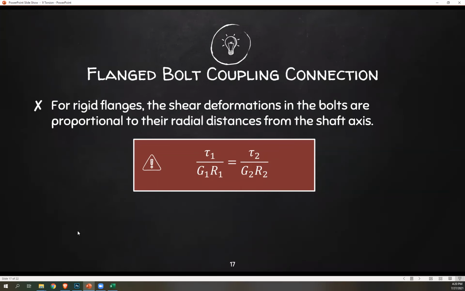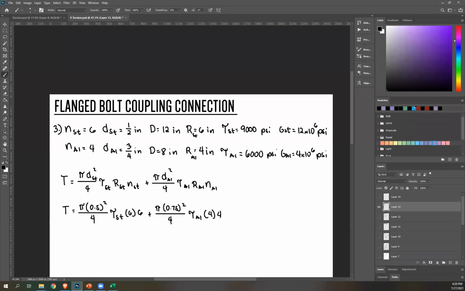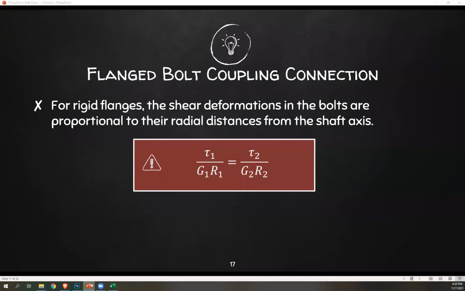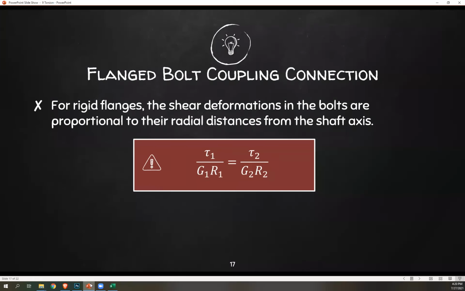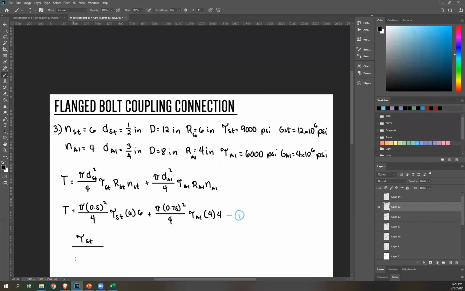Shear stress 1 over G1 R1 equals shear stress 2 over G2 R2. Okay? So now let's just call this equation 1 for the meantime. Equation 2 will come from this. So instead of 1, it's shear stress of steel over G1 R1. So G steel R steel equals shear stress of aluminum over G aluminum R aluminum.